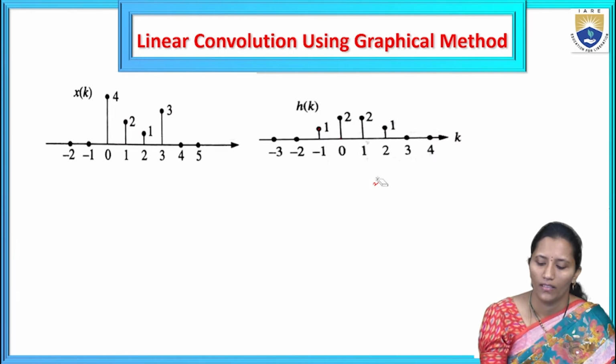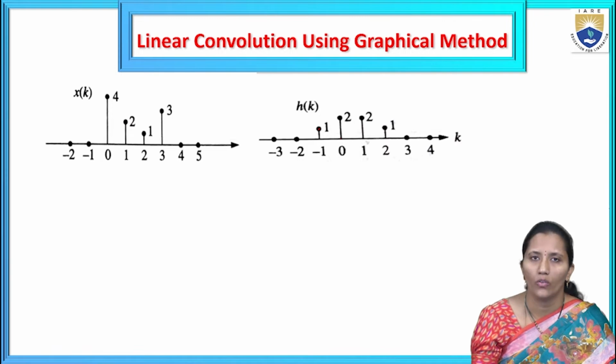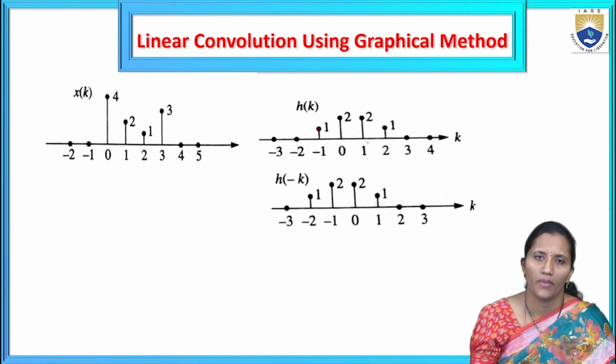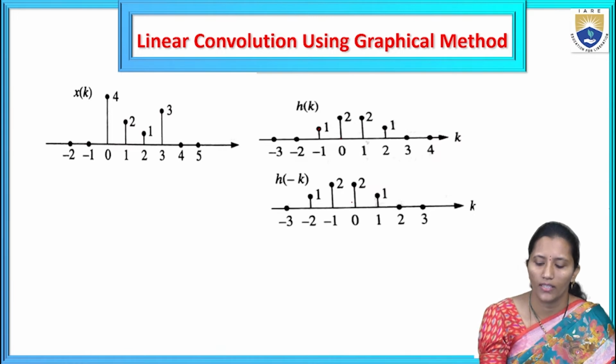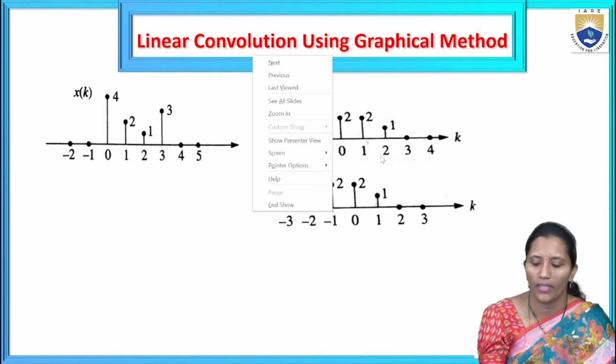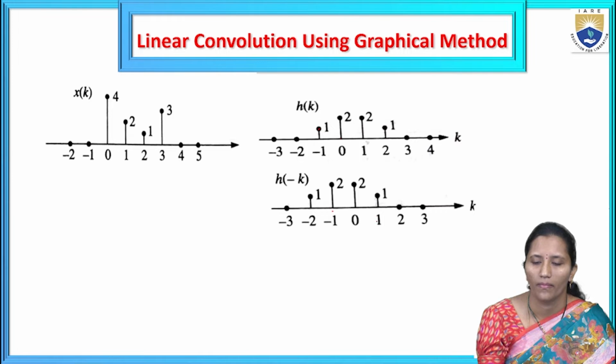Next, here we have to fold h of k. That is, we will get the h of minus k value. H of minus k is the folding of h of k, just the mirror image of it. That is nothing but the h of 1 sample will come to h of minus 1 here for h of minus k, and the 2 sample will come at minus 2, and the minus 1 sample will come to the 1. Just flipping your h of k sequence, you will get this one. We have to find out the h of minus k here.